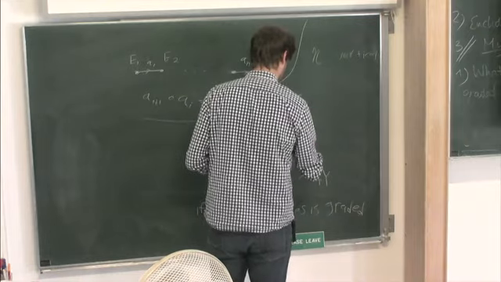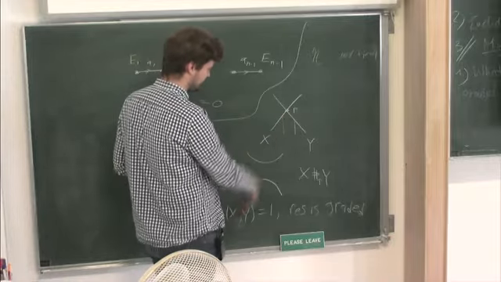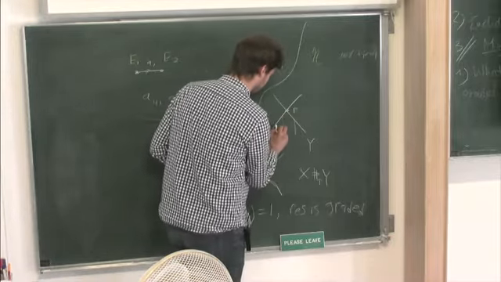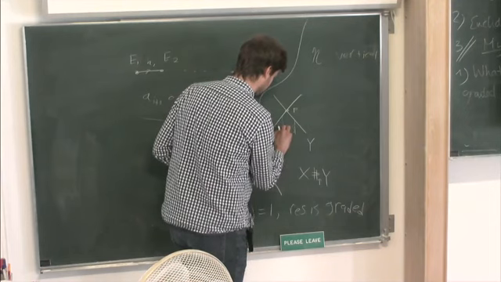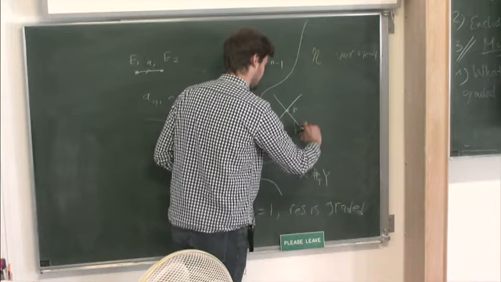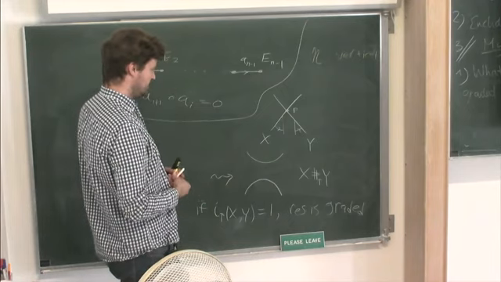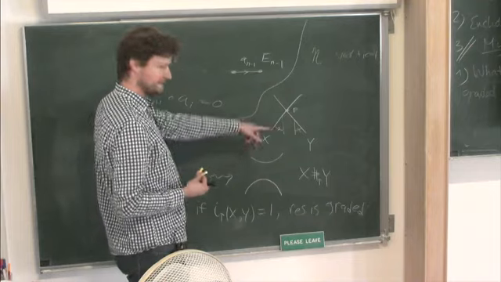Okay, so since these are lines, the tangent vector is constant. So what I want to do is rotate from x to eta like this, and rotate from eta to y like this. So that defines a grading of x and of y.